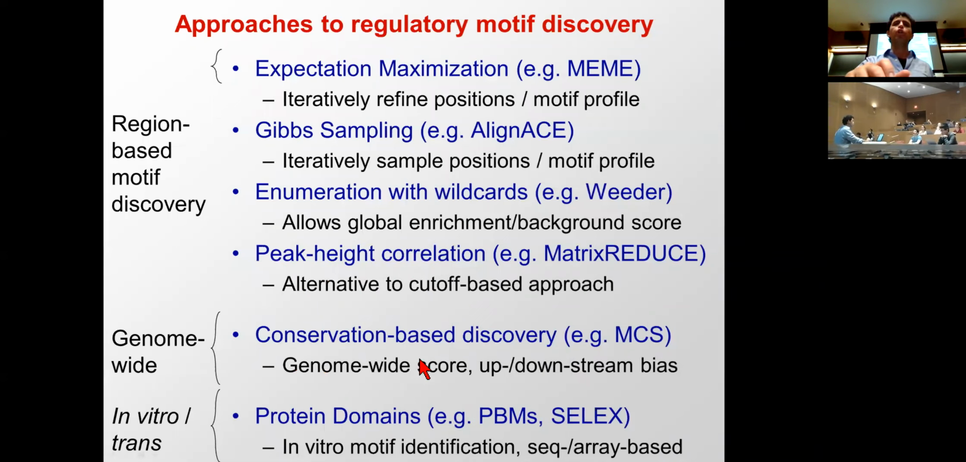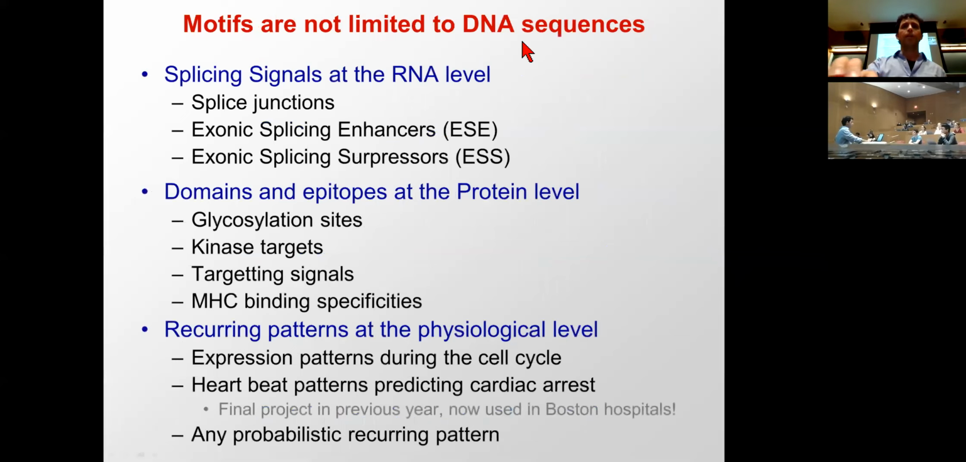You could also use genome-wide conservation by looking at not just one instance of this CGG spaced by 11 of CCG motif, but the entire genome and all of the instances, to say how frequently they are conserved. You could also deal with specific protein domains using PBMs or SELEX, as we saw in the previous slide. And again, motifs are not limited to DNA sequences. They can be splicing sequences. They can be protein sequences. It could be recurrent patterns at the physiological level, and so on.